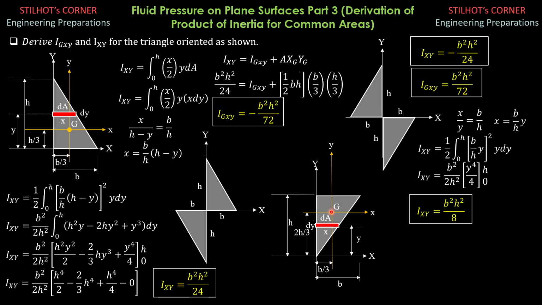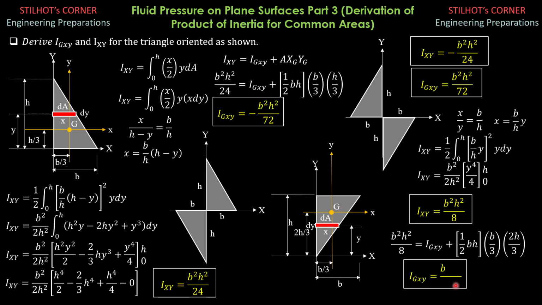Deriving the centroidal product of inertia of area of a triangle in this orientation, we use the transfer formula. B square h square over 8 equals IGXY plus area 1/2 BH times XG, which is B over 3, but YG this time is 2/3 of H. You know that? So 1/8 minus, cancel to 1 over 9. The IGXY would be positive B square H square over 72.